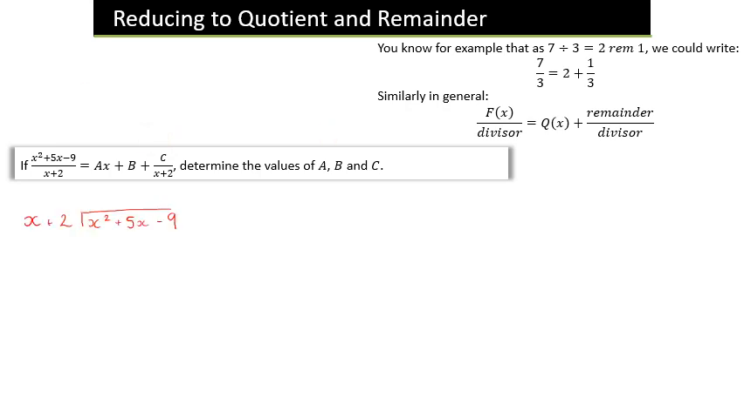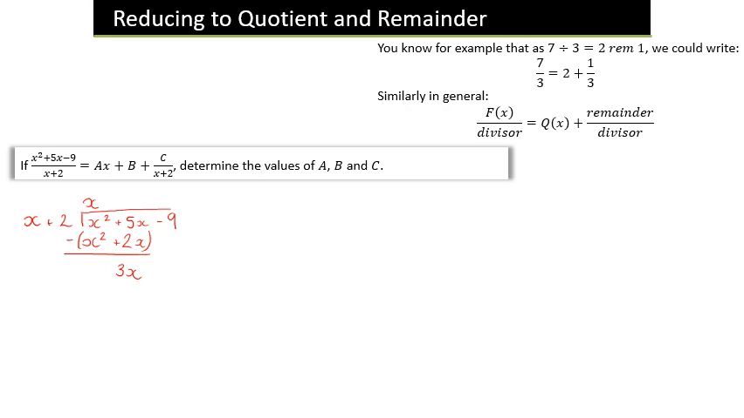Okay, so we want to make x squared. So we're going to write x here. x times x gives me x squared. x times 2 gives me 2x. I need to then subtract that off. So I then do x squared take away x squared, which disappears, which is what I was hoping for. 5x take away 2x leaves me with 3x.